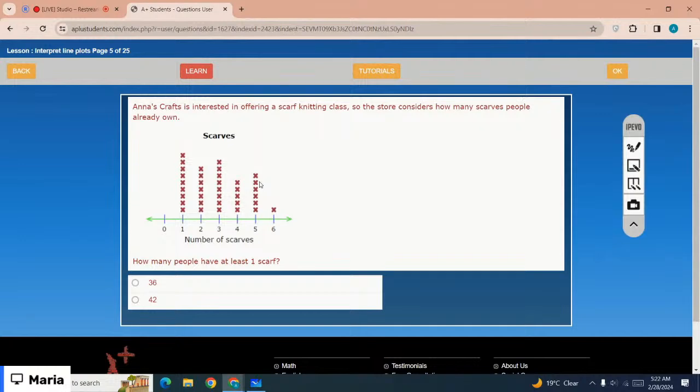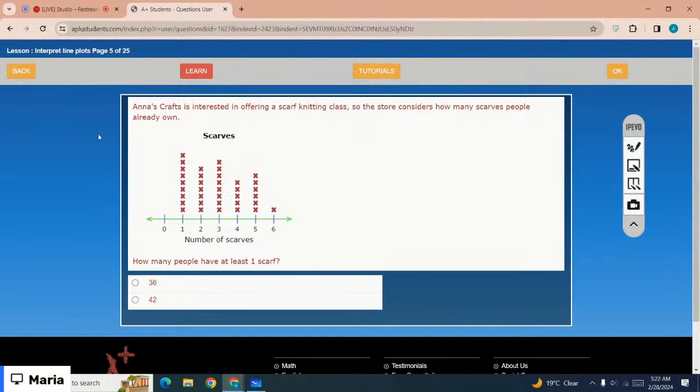At least one, you need to count the one also. 1, 2, 3, 4, 5, 6, 7, 8, 9, I think. 16, and 8, 24, 25, 26, 27, 28, 29, 30, and 36. The correct option is 36, right?